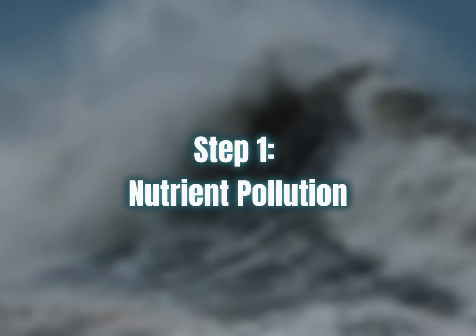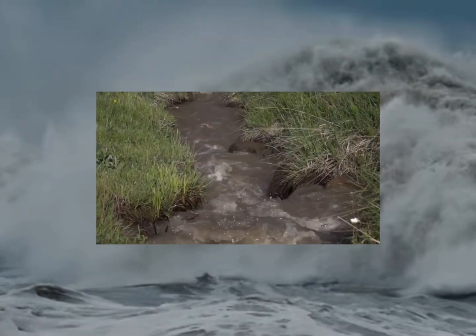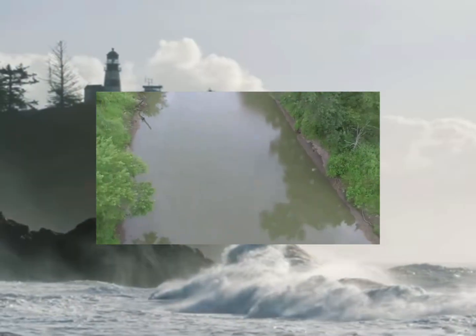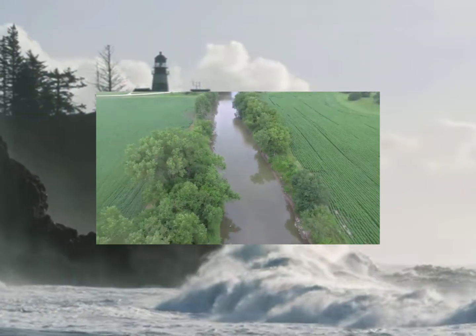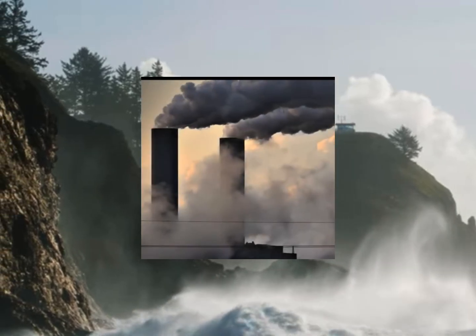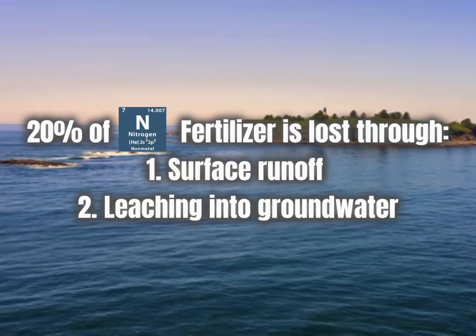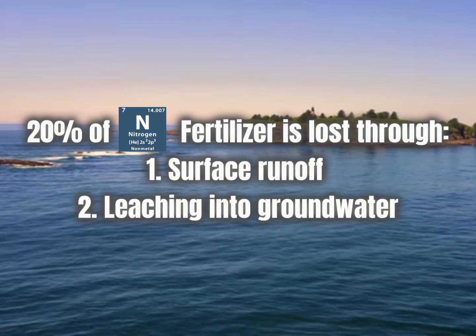Step 1. Nutrient pollution. It starts on land, not in the ocean. Excess nutrients that run off land or are piped as wastewater into rivers and coasts can stimulate the growth of algae. The main problem is nitrogen and phosphorus, which are both found in fertilizer and animal waste, and in emissions from burning fossil fuels. On average, about 20% of nitrogen fertilizer is lost through either surface runoff or leaching into groundwater.